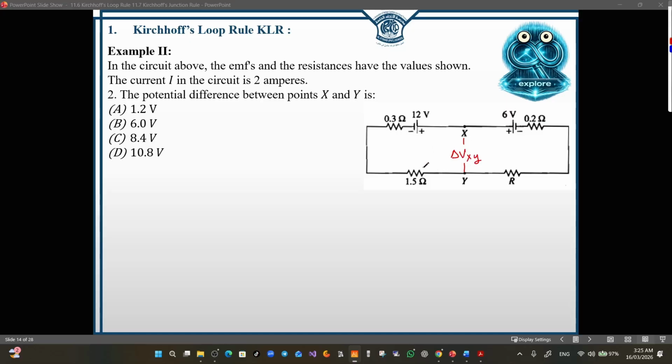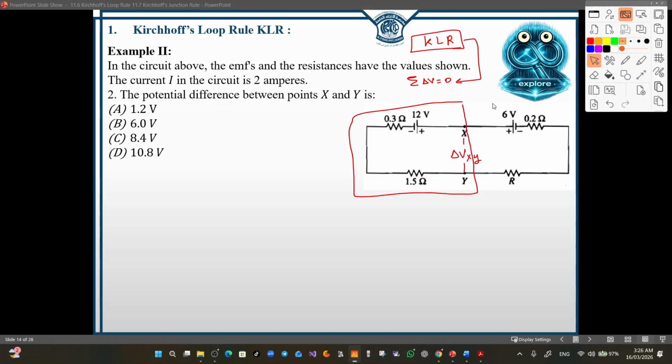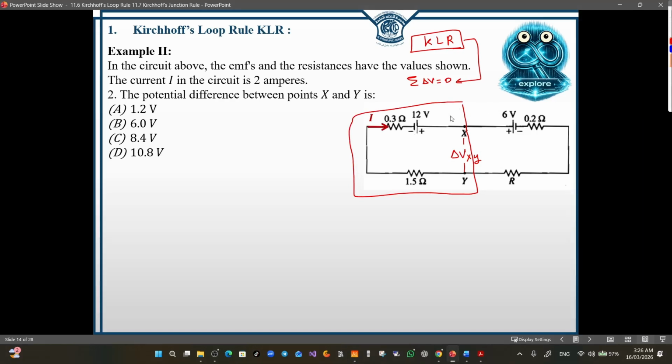We can solve this question using Kirchhoff's loop rule. Remember that Kirchhoff's loop rule states that the summation of delta V around a closed loop should be equal to 0. Now, we don't need the whole loop. We just need part of this circuit, and we will use only this half of the circuit to calculate the delta V XY. First of all, we assign the direction for the current. So the current is rotating in this loop in this way.